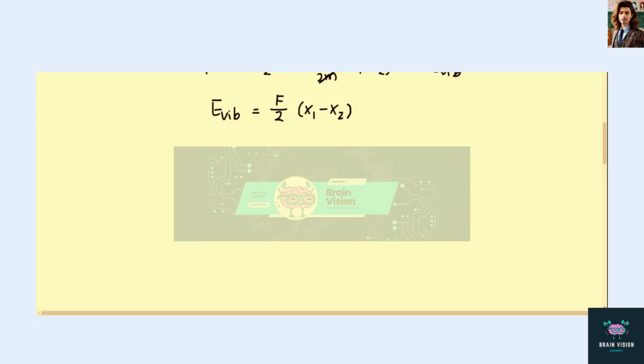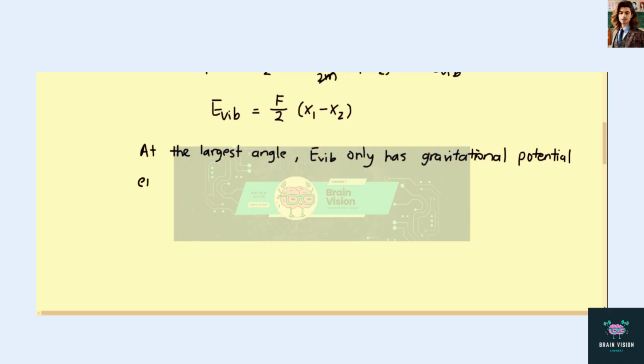Then at the largest angle, E vibrational only has gravitational potential energy. The kinetic energy is 0 because it is at the turnaround point.